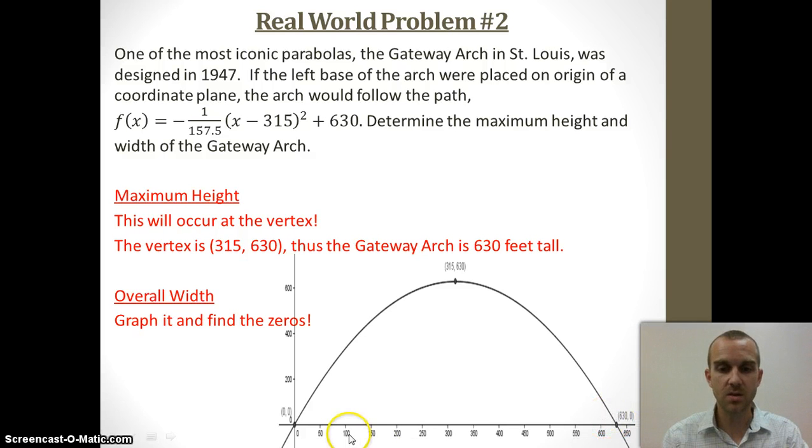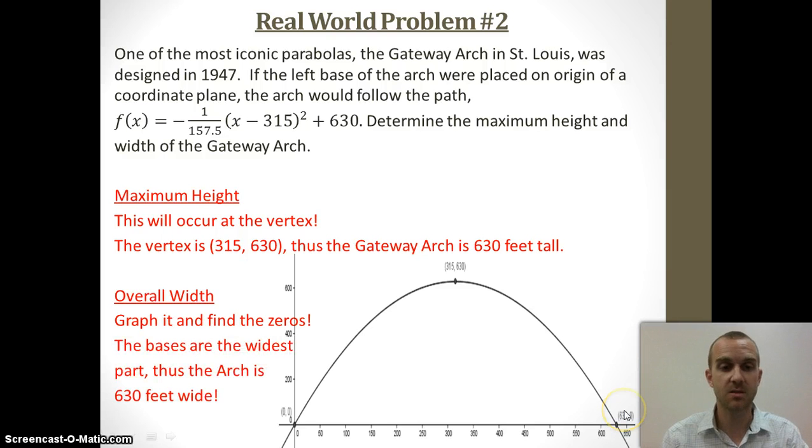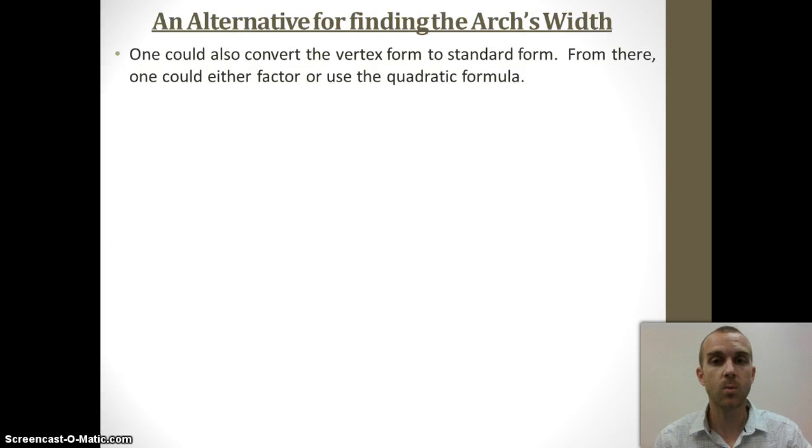And we think about, well, what's the horizontal distance here? From 0 to 630 is 630 feet wide. So the Gateway Arch is actually 630 feet wide and 630 feet tall, which is kind of a neat feature of this arch. Now, if we didn't have something to graph, how could we go about doing this problem? One way would be to convert back into standard form.